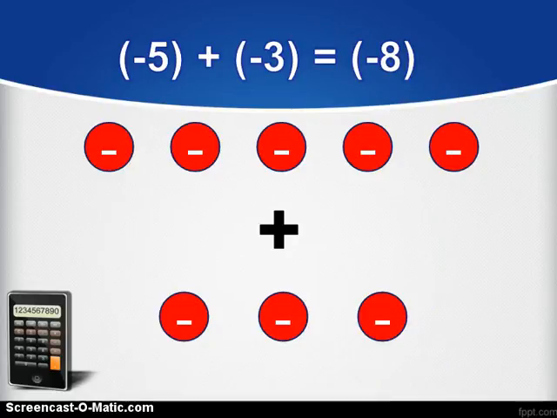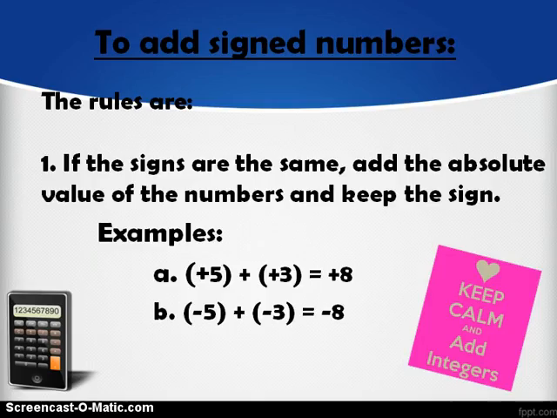So the question is, how do we add integers having the same signs? If we are adding same sign integers, we have to add the absolute value of the numbers and keep its sign. Example, if we have positive 5 plus positive 3, then we have to add 5 and 3, that is 8. Then just copy the sign.